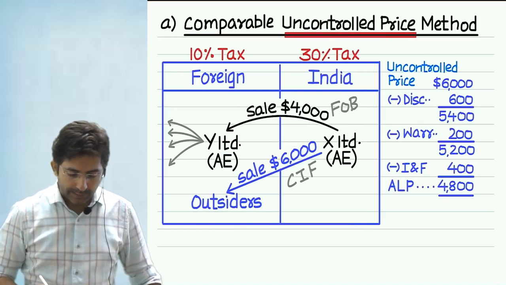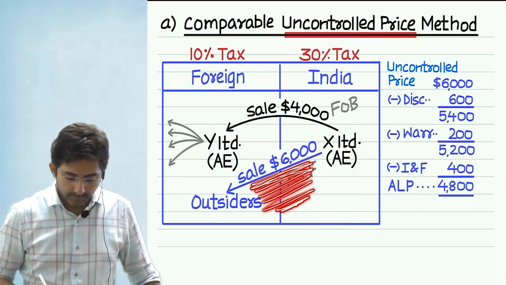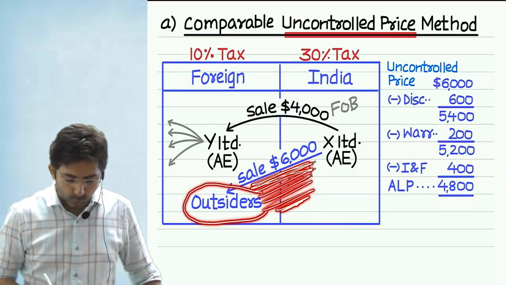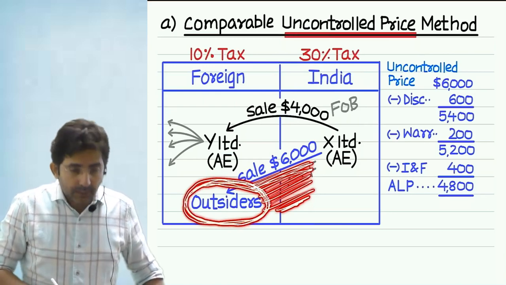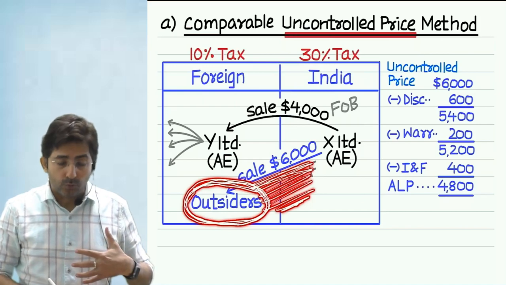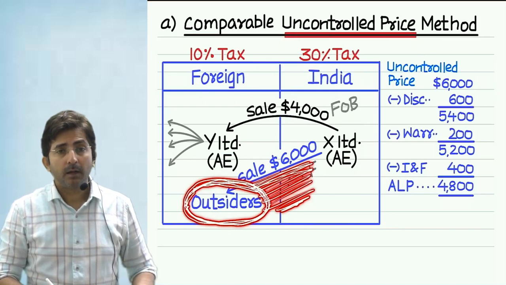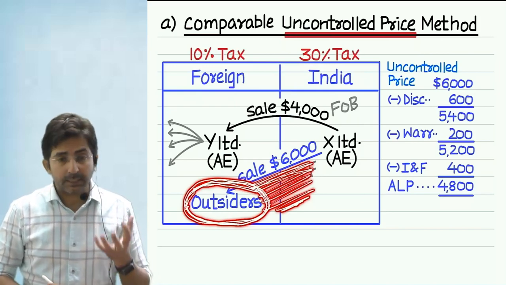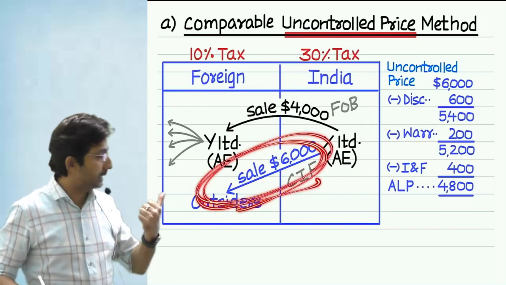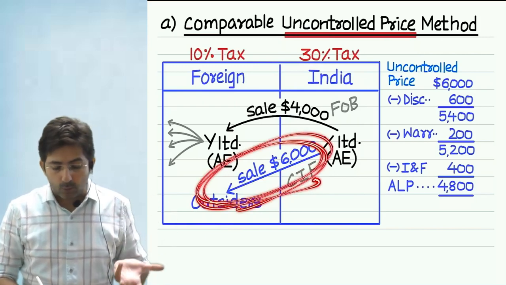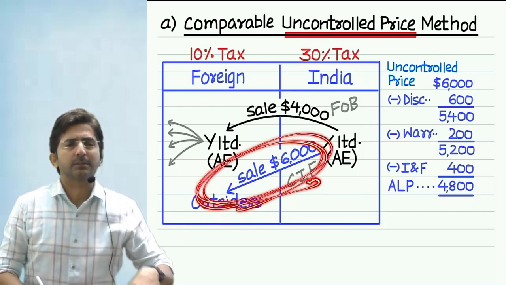Some students usually ask me a doubt: sir, what if this price is not available? The price at which goods are sold to outsiders. Sometimes you are not able to follow the comparable uncontrolled price method, because its success depends upon an uncontrolled price, which was 6,000 in my case. But many times a doubt comes, what if we don't know about this 6,000? So there are other methods for this.